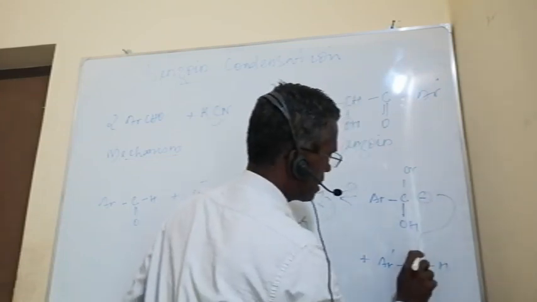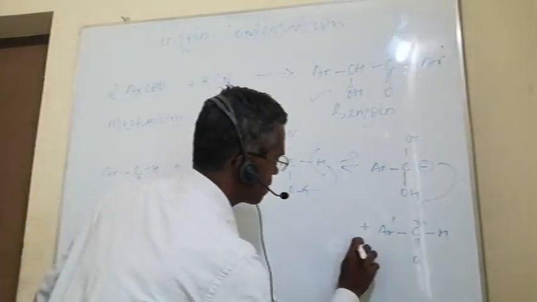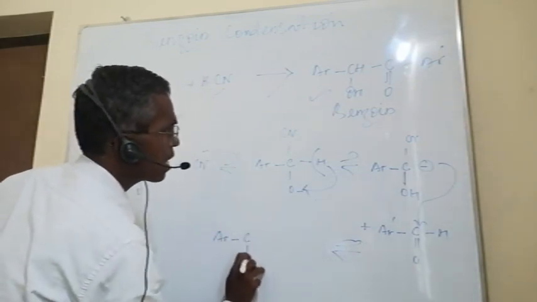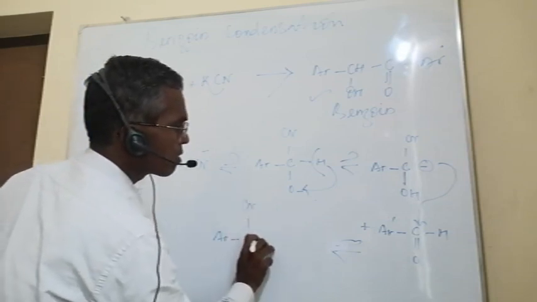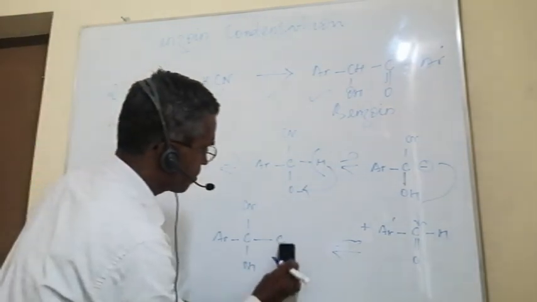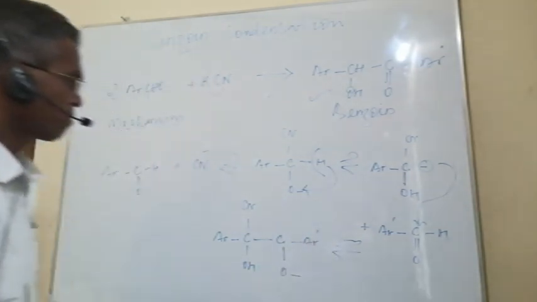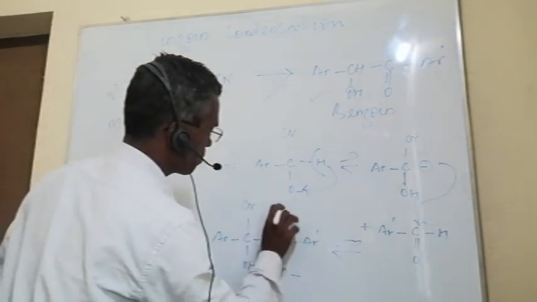This particular C minus adds to another carbon of another aldehydic molecule. And this will give you this finally as product: Ar, C, OH, CN, C double bond O, C, O minus, Ar dash. And we have H also.